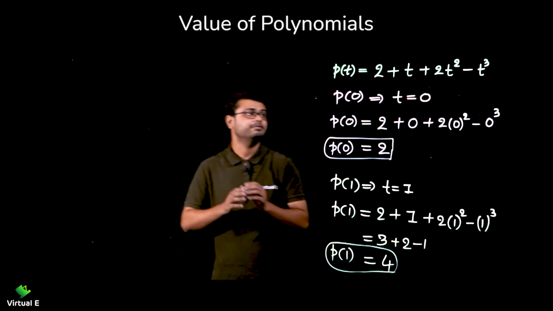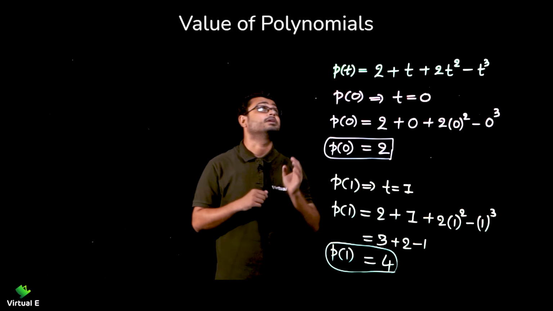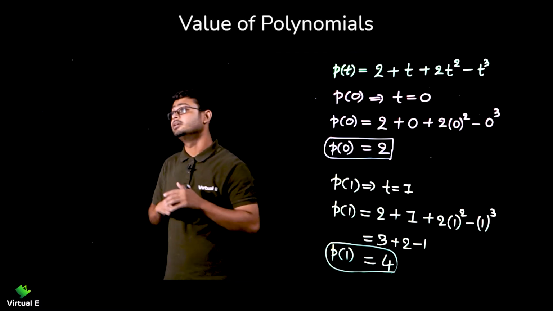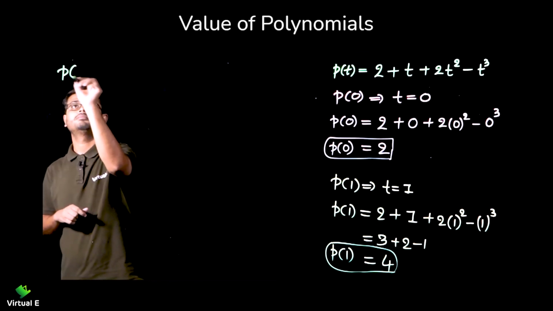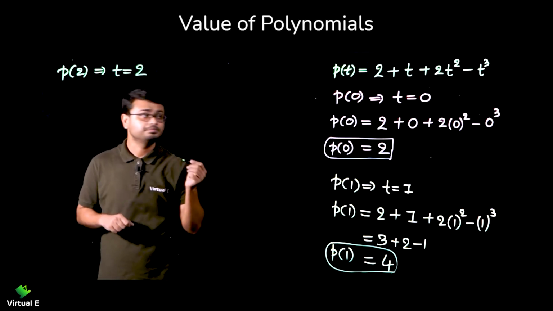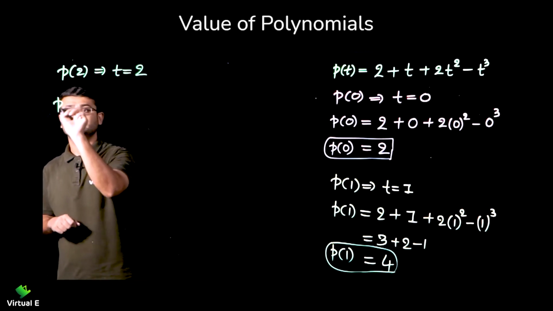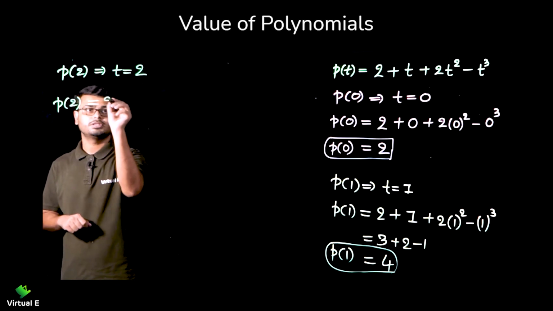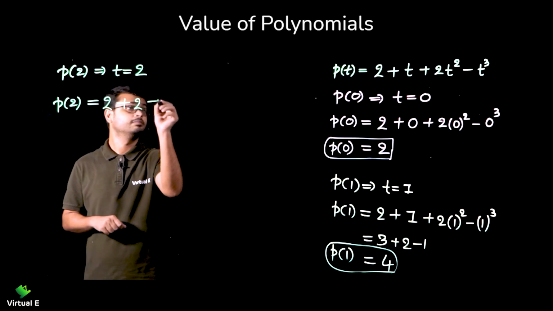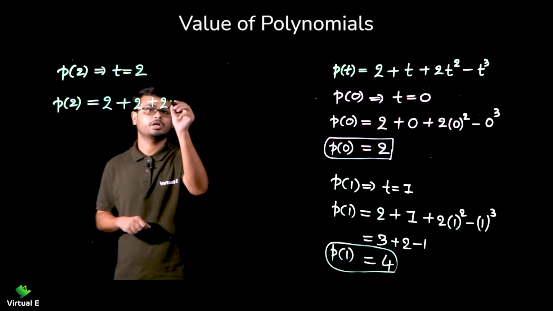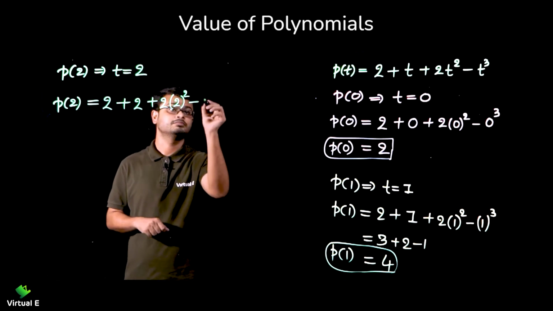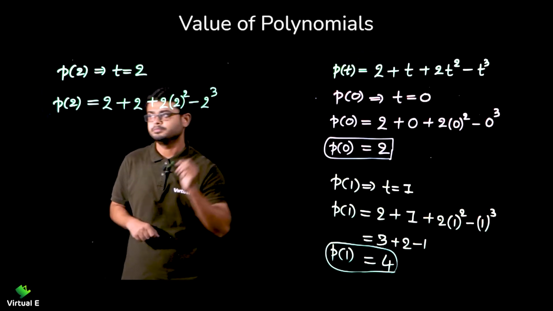So this is how we find the value of P0 and P1. Similarly, we can find the value of P2. So let's start with the P2. So P2 means t is equal to 2. Let's start here. So P2 is equal to 2 plus t, so we will write 2 here, plus 2t square, 2 into 2 whole square, minus t cube, so 2 cube.